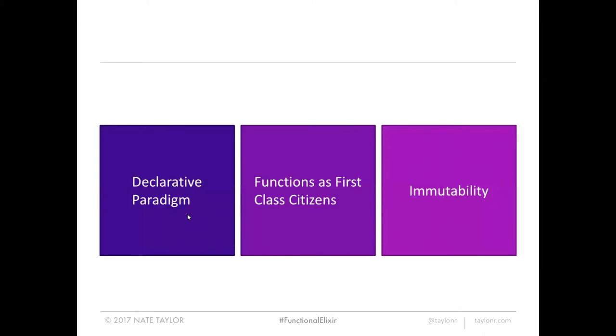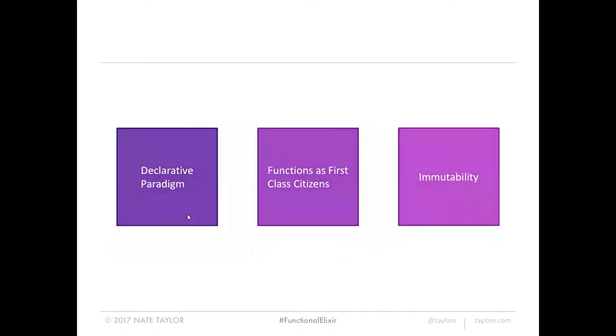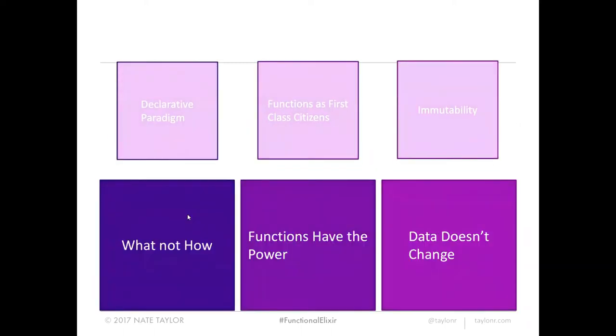So those are the three pillars, and I hope it wasn't too quick, because I want to get to more of the Elixir stuff than the functional programming stuff. It's a declarative paradigm, functions as first class citizens, and immutability. As I've already said, it took me 7 or 8 years to get to this point. I call those big O notation words. What I like to consider them as is not declarative, first class, and immutability, but what, not how. Functions have the power, and the data doesn't change.